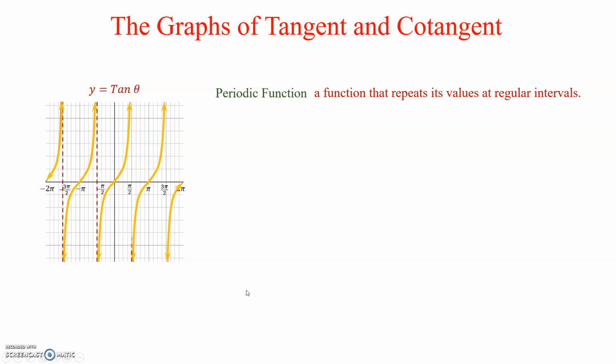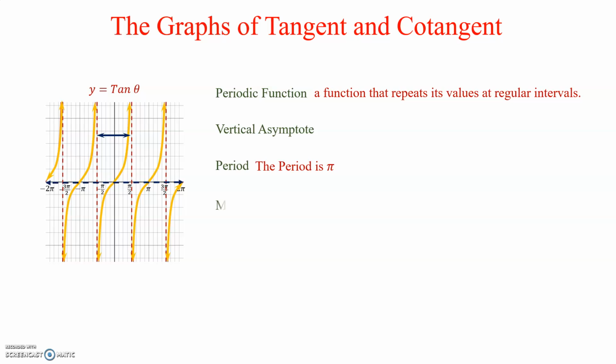Next thing is that the graph does have these borderlines or vertical asymptotes. The vertical asymptotes do occur at a particular interval. That interval is known as our period. The distance between any two vertical asymptotes for the graph of tan theta is exactly pi. So the period for tangent is pi, as compared to sine and cosine, where the period was 2 pi.